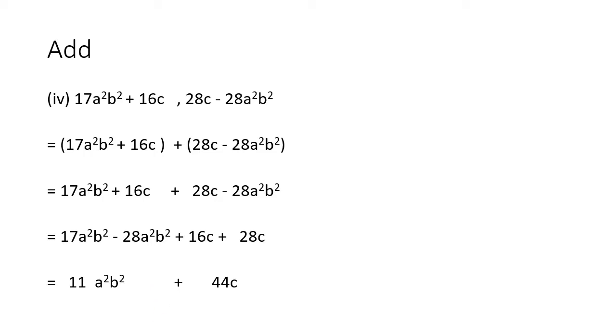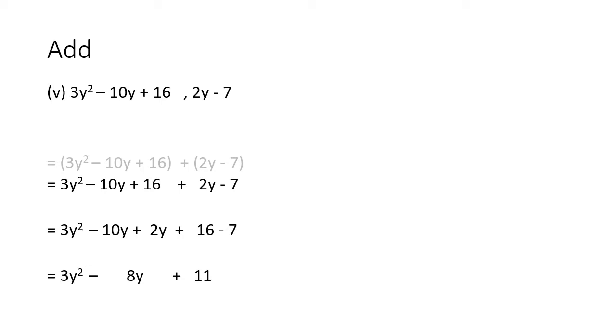Then when we add the like terms, these are the two like terms that we are going to add. So 17 minus 28 is going to be 11 and 16 plus 28 is going to be 44. Then we have the fifth example. In this fifth example, if you see, you have 3y square minus 10y plus 16 is one and 2y minus 7 is the other expression.